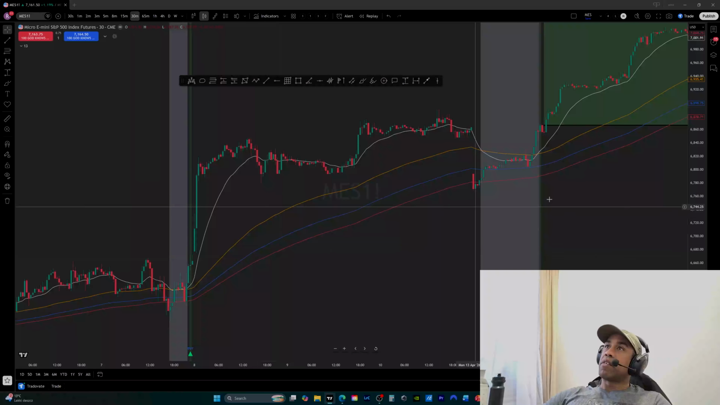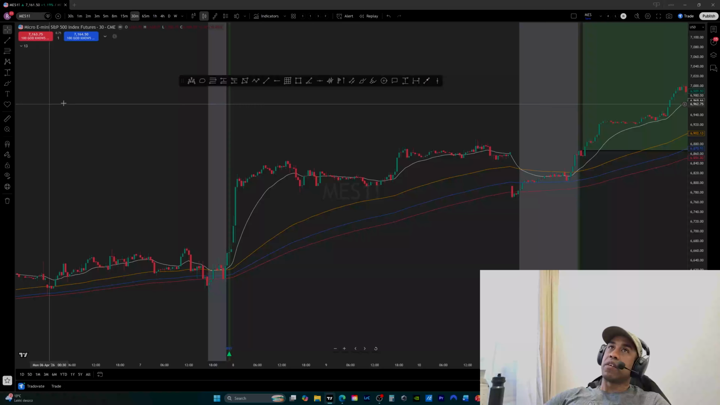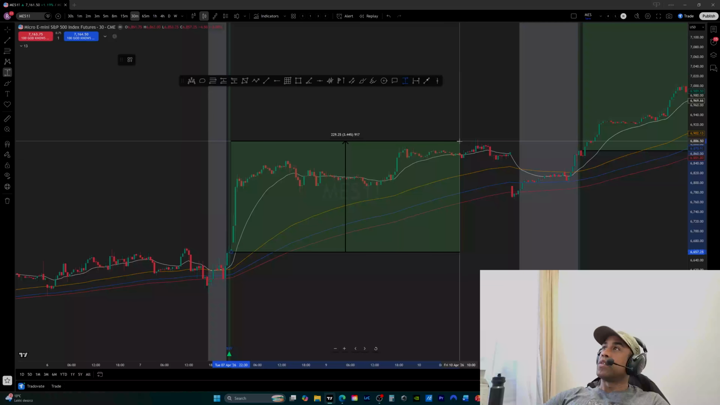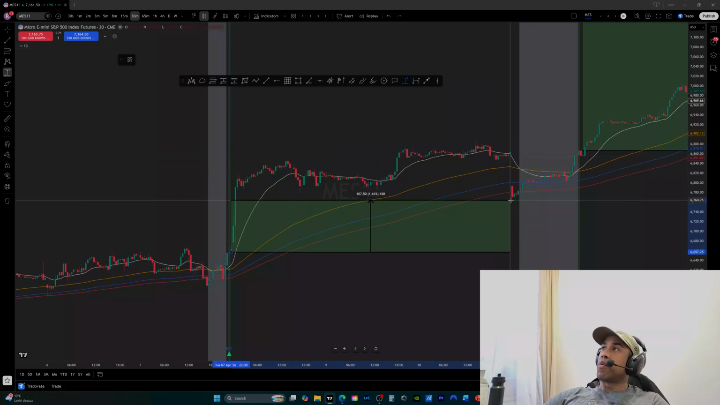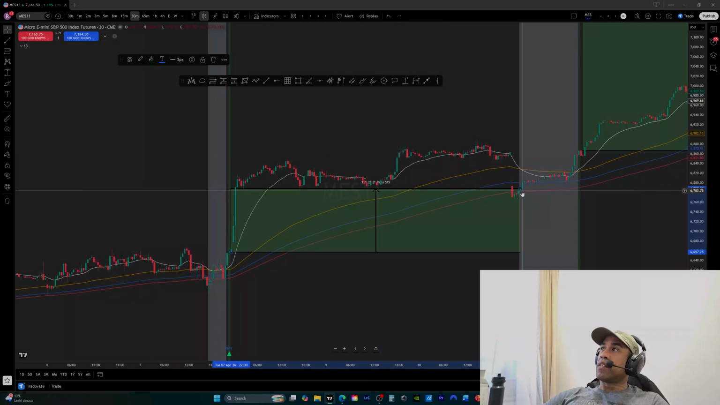If we go back over here, you got another entry over here. This one you entered over here, this candle, it went up 200 and some points. Then after this day candle, the market gapped down pretty bad, and let's say it got you out right here on this candle. 131 points.